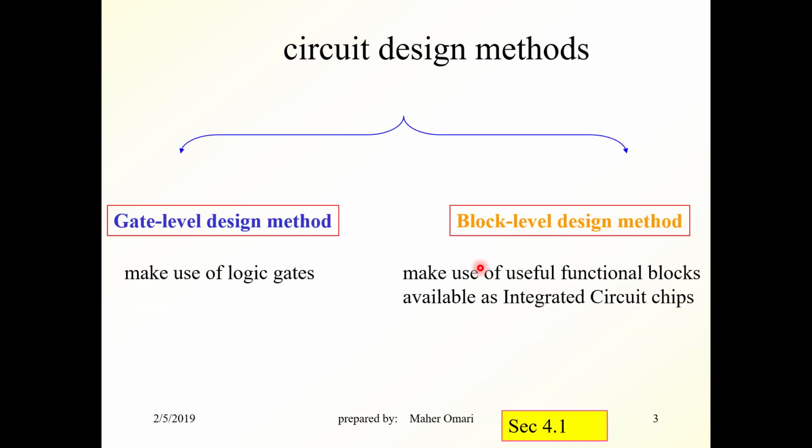Now, how to design combinational circuits? There are two approaches to design combinational circuits. The first approach is using the gate-level design method, and the other one is using the block-level design method. In the gate-level design method, we make use of the logic gates after we simplify the function. While in the block-level design, we make use of some functional blocks or integrated circuits.